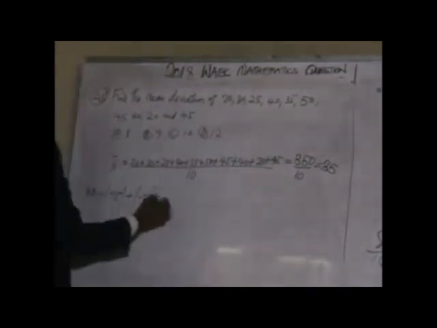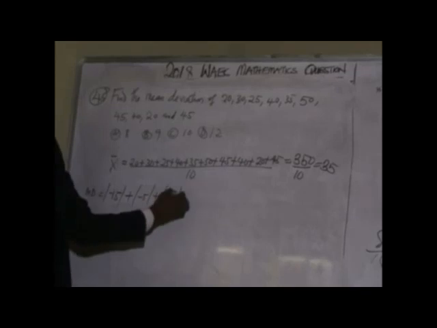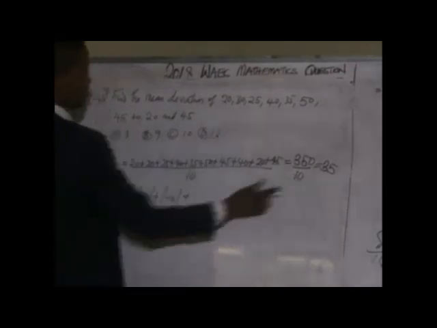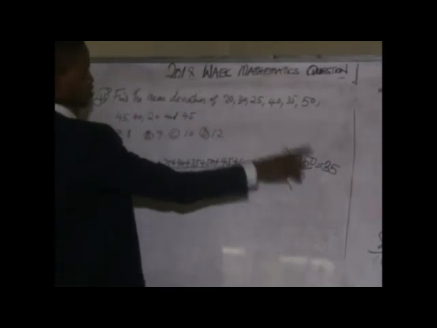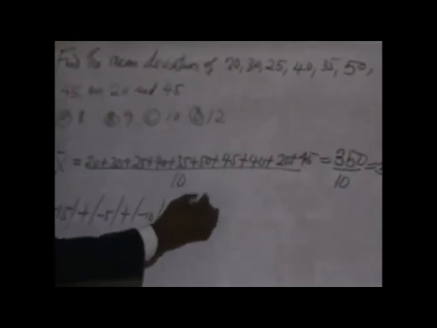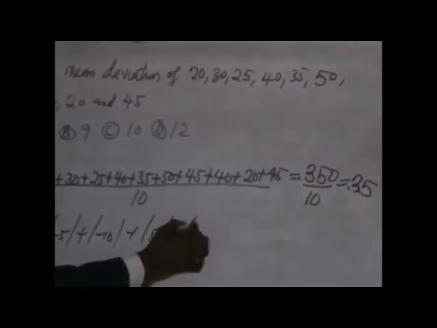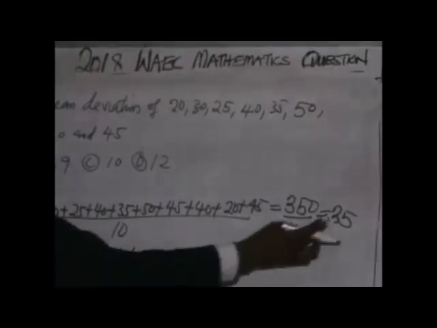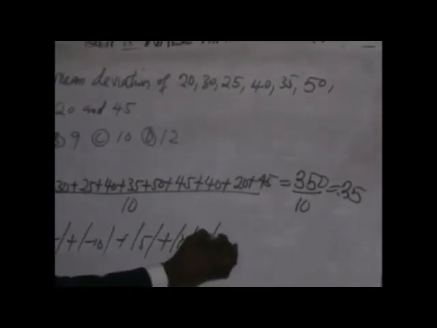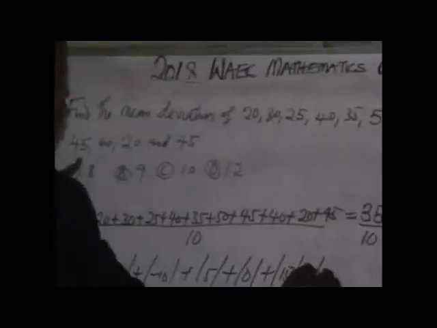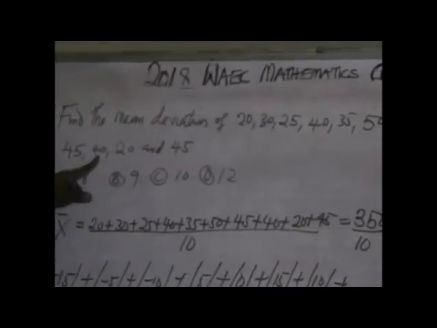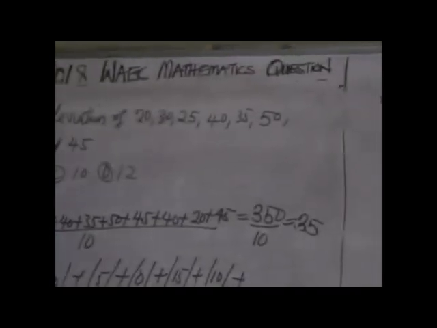25 minus this will give us minus 10, okay? Alright? 40 minus 35 will give us what? 5, okay? Now, 35 minus 35 will give us 0, okay? 20 minus 35 will give us 15. This is what you do, you just follow up with patience, alright? 45 minus 35 will give us 10, alright? Plus 40 minus 35 will give us 5.